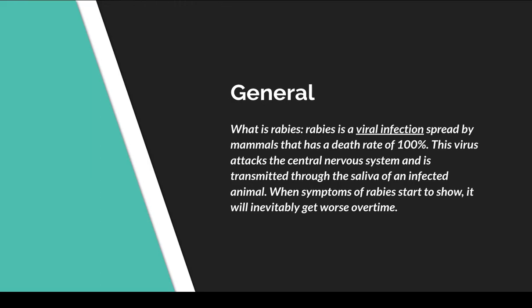So in general, what is rabies? It is a viral infection that is spread by mammals and it has a death rate of 100%, or at least close to 100%. This virus attacks the central nervous system and it gets transmitted through the saliva of an infected animal. When the symptoms of rabies start to show, it will inevitably get worse over time.